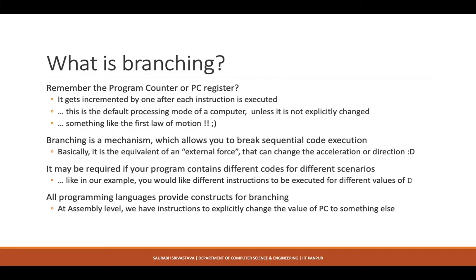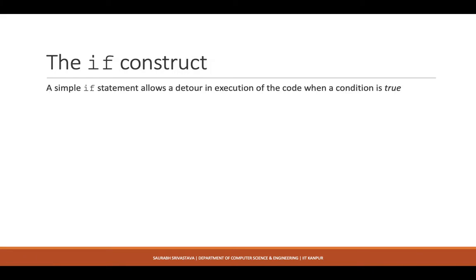At assembly level, the way it is implemented, the way your compiler generates code for it, is that you actually have instructions which can explicitly change the value of the program counter to something else, and this is how the sequential execution of the program can be changed at the assembly level. So the construct that we are going to study today is the if construct in C, and a simple if statement allows a detour. Okay, a detour as in you simply take some other path based on a particular condition while your code is executing.